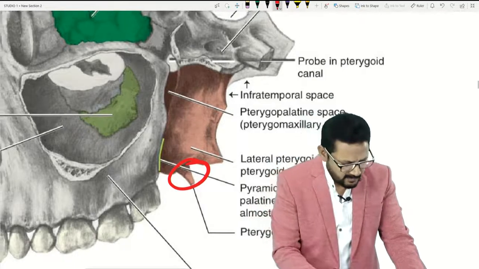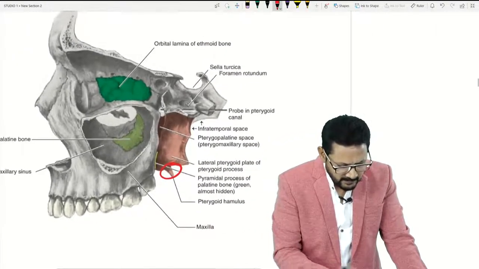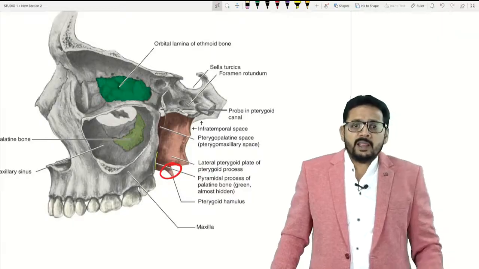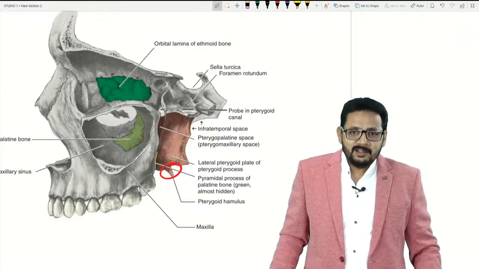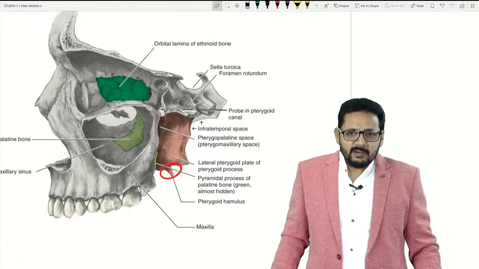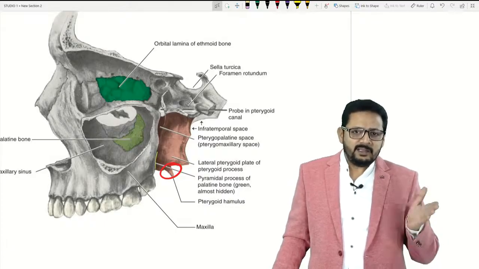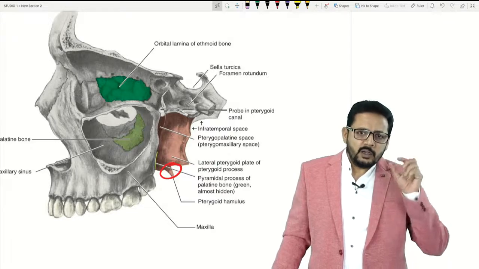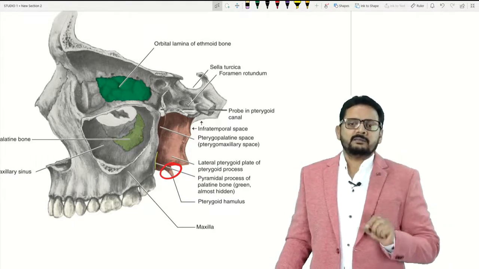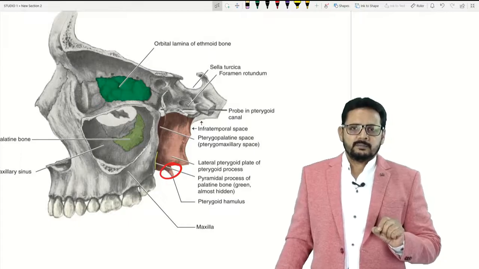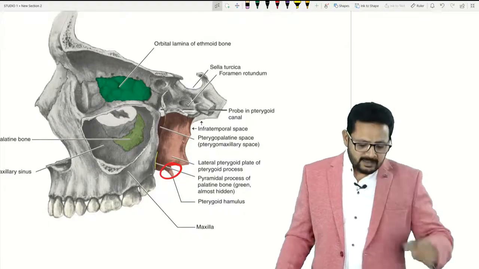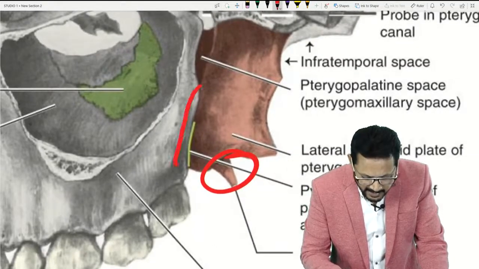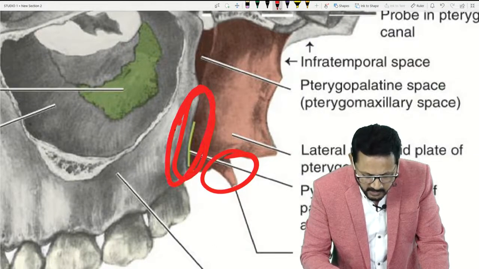Now, you might ask me, am I going to place an implant into the pterygoid plates? No way. You are not actually putting an implant into the pterygoid plates, either the medial or the lateral pterygoid plate. You are actually putting an implant into the tubero-pterygoid junction. This entire area, you are actually going to put an implant.